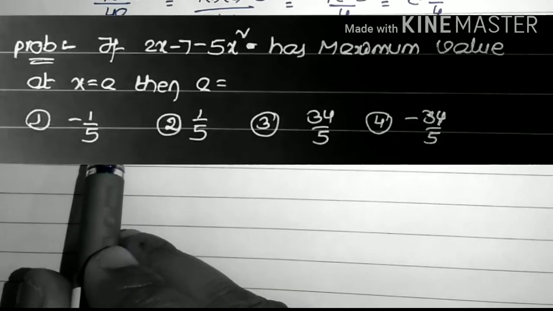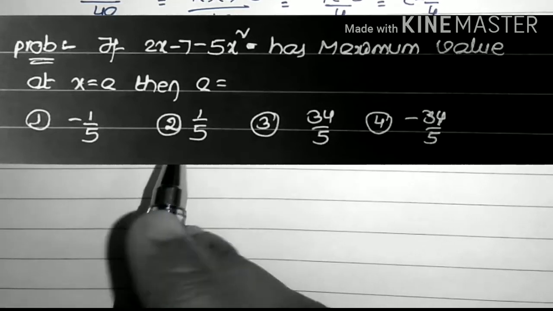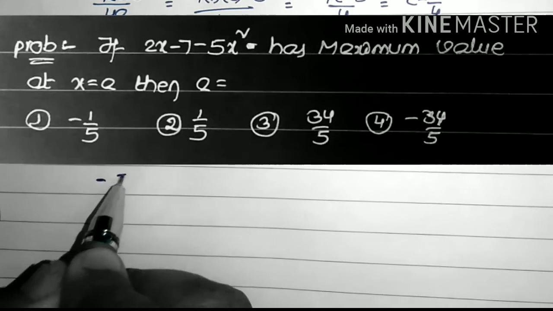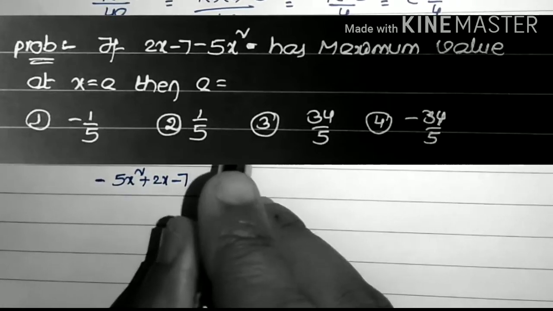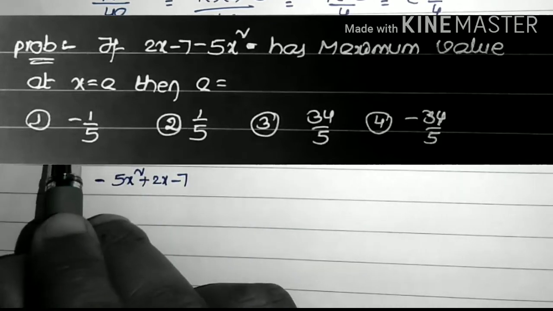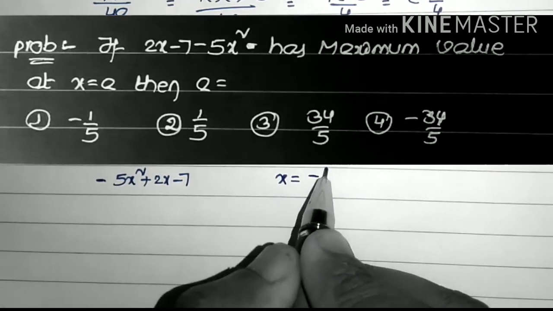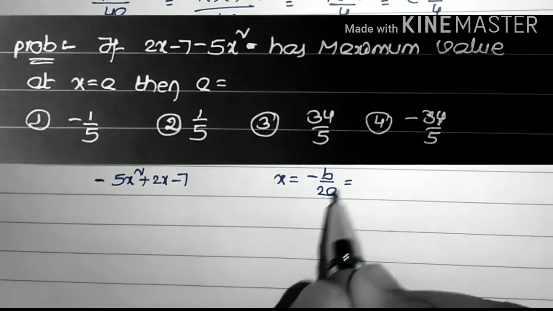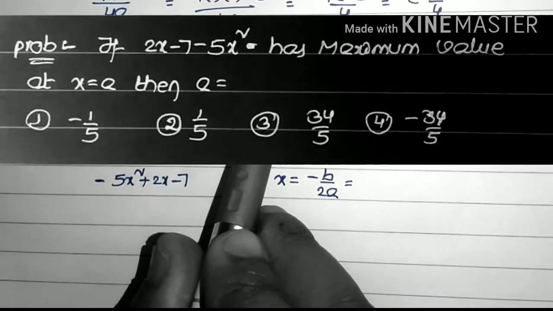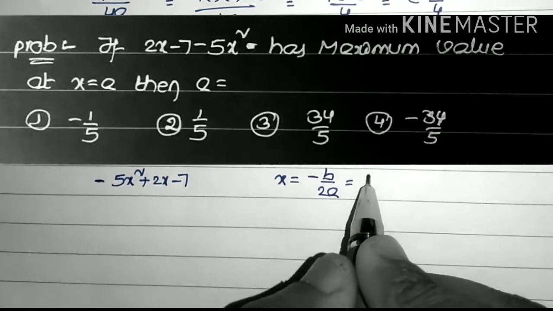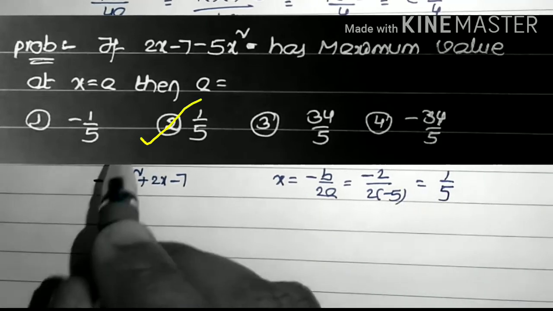The next problem, if 2x minus 7 minus 5x square has a maximum value at x is equal to a, then what is a value? So what is the given expression here? Minus 5x square plus 2x minus 7. Given that the expression has a maximum value at x is equal to a, then what is a value? What is the formula for x? x is equal to minus b by 2a. That is, at x is equal to minus b by 2a, the given expression has either minimum value or maximum value. So this is the formula. Now replacing the values, minus 2 by 2 into minus 5. So answer is equal to 1 by 5. That is the second option.